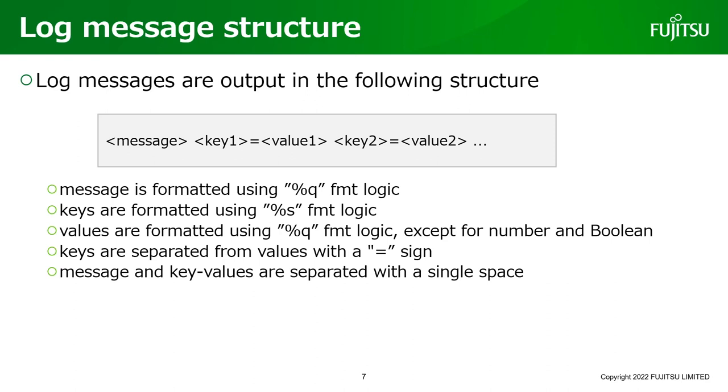For this purpose, the KEP suggests using the following log message structure. The structure is: message key1=value1 key2=value2, and so on. The message is formatted using %q format logic, keys are formatted using %s format logic, and values are formatted using %q format logic, except for numbers and booleans. Keys are separated from values with an equal sign. And the message and key-values are separated with a single space.